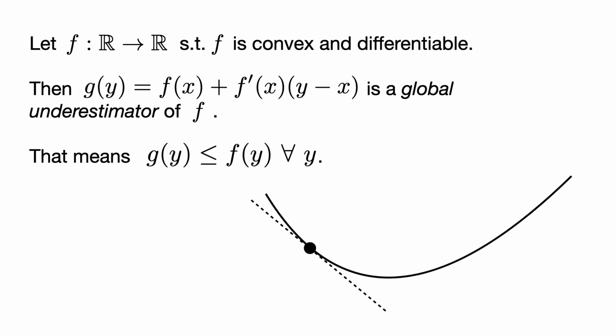f is the solid line, g is the dashed line, it's the tangent line at the solid dot, and you see that it is less than or equal to f at all locations.